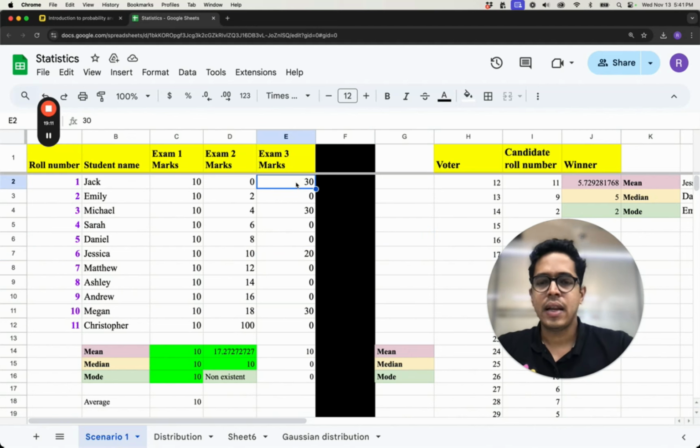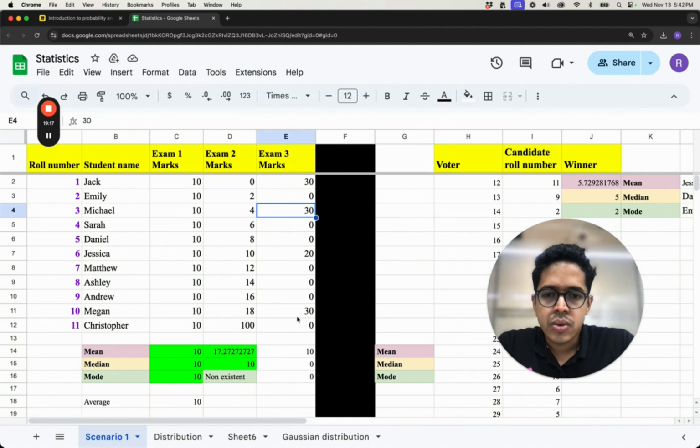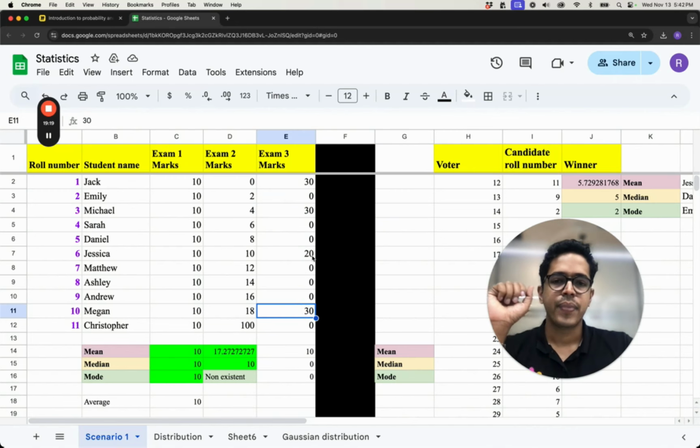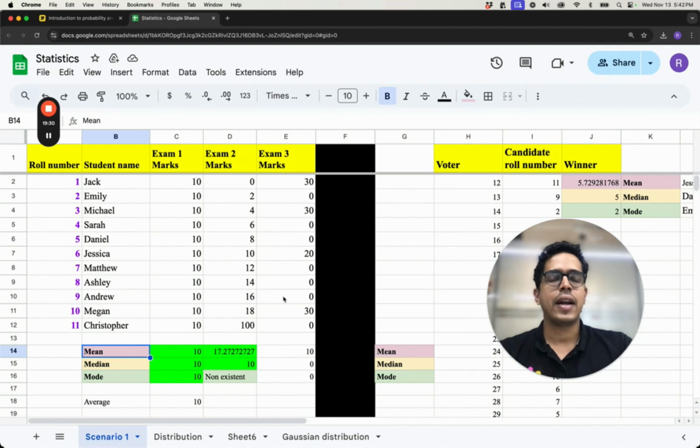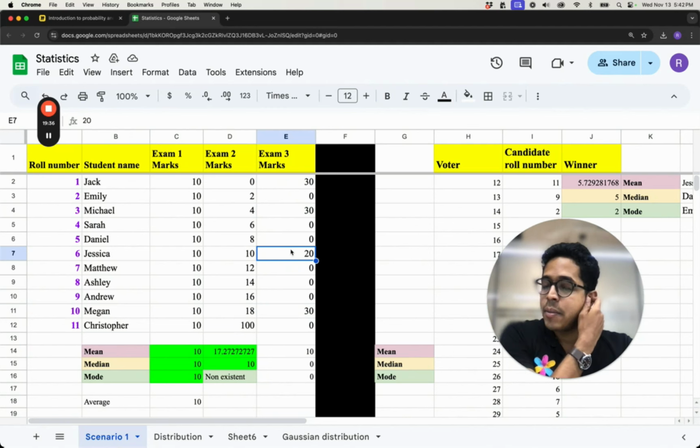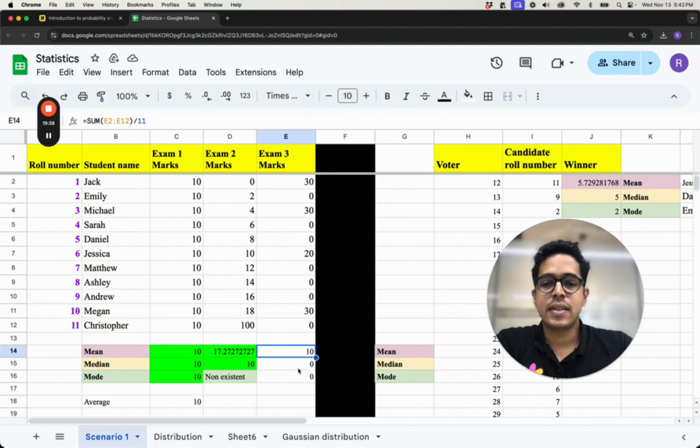Actually, I'll make this in such a way that, here there are 3 students who have scored 30, 1 student scored 20, and the remaining 7 students scored 0. Now, if you try to calculate the mean, it is 30 plus 30 plus 30, 90, plus 20, which is 110. 110 divided by 11 is 10. So the mean in the first exam is 10.